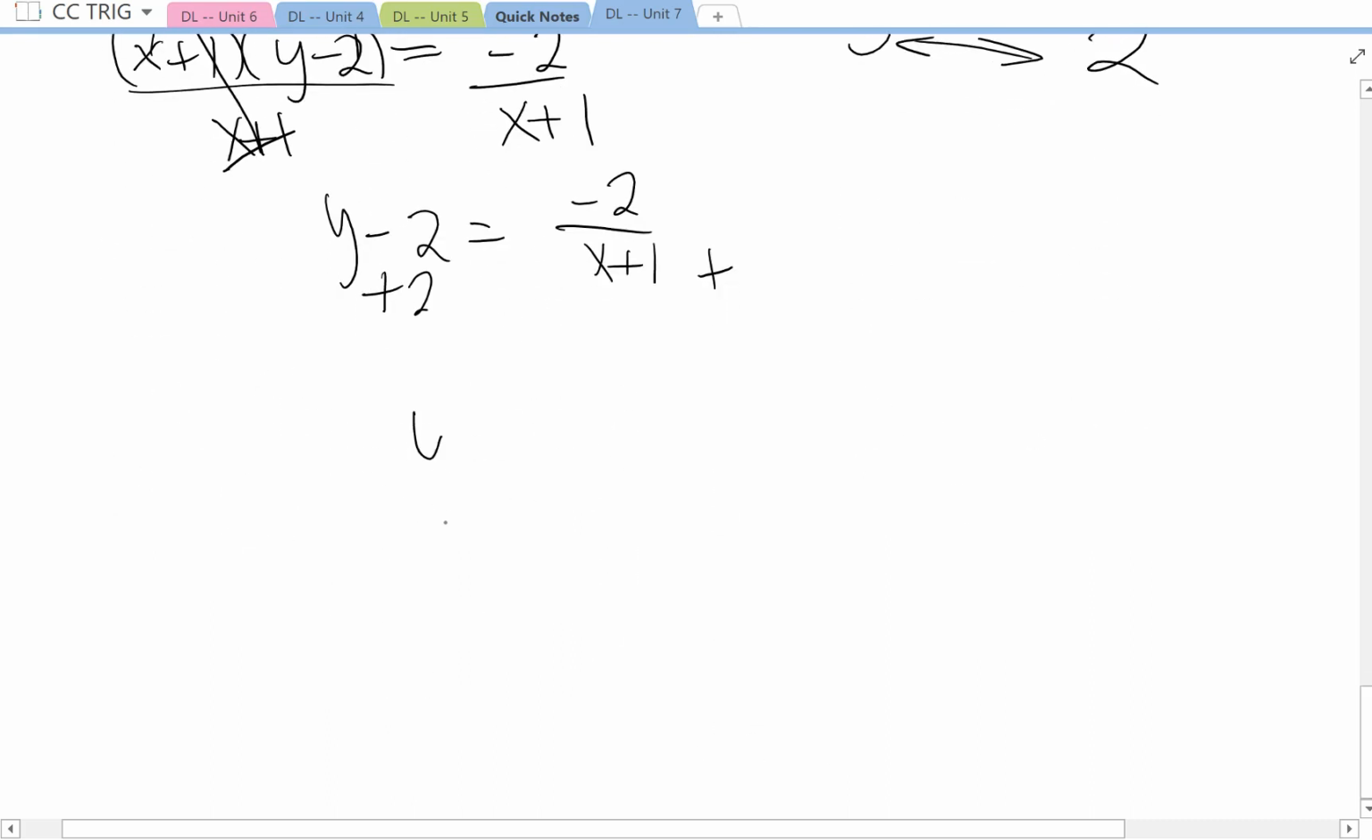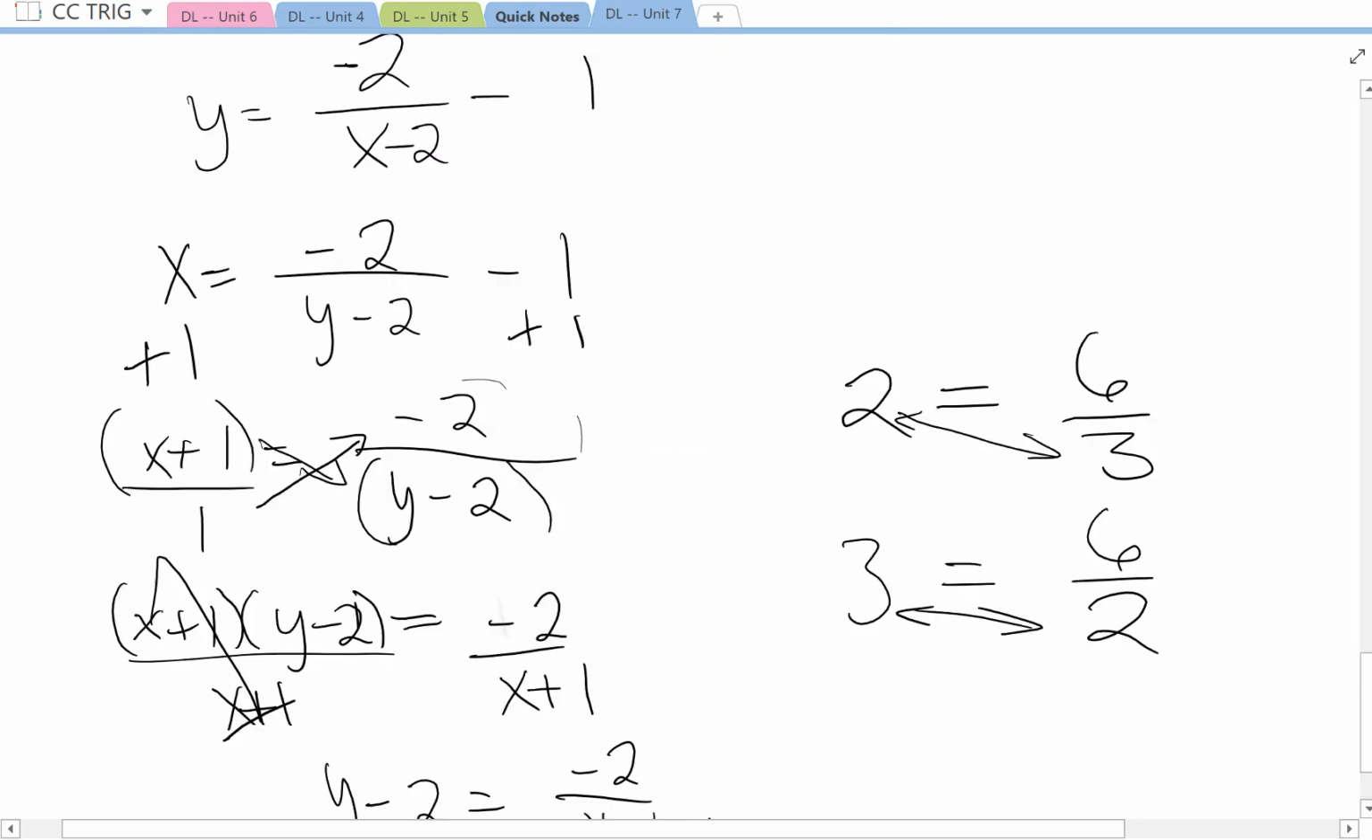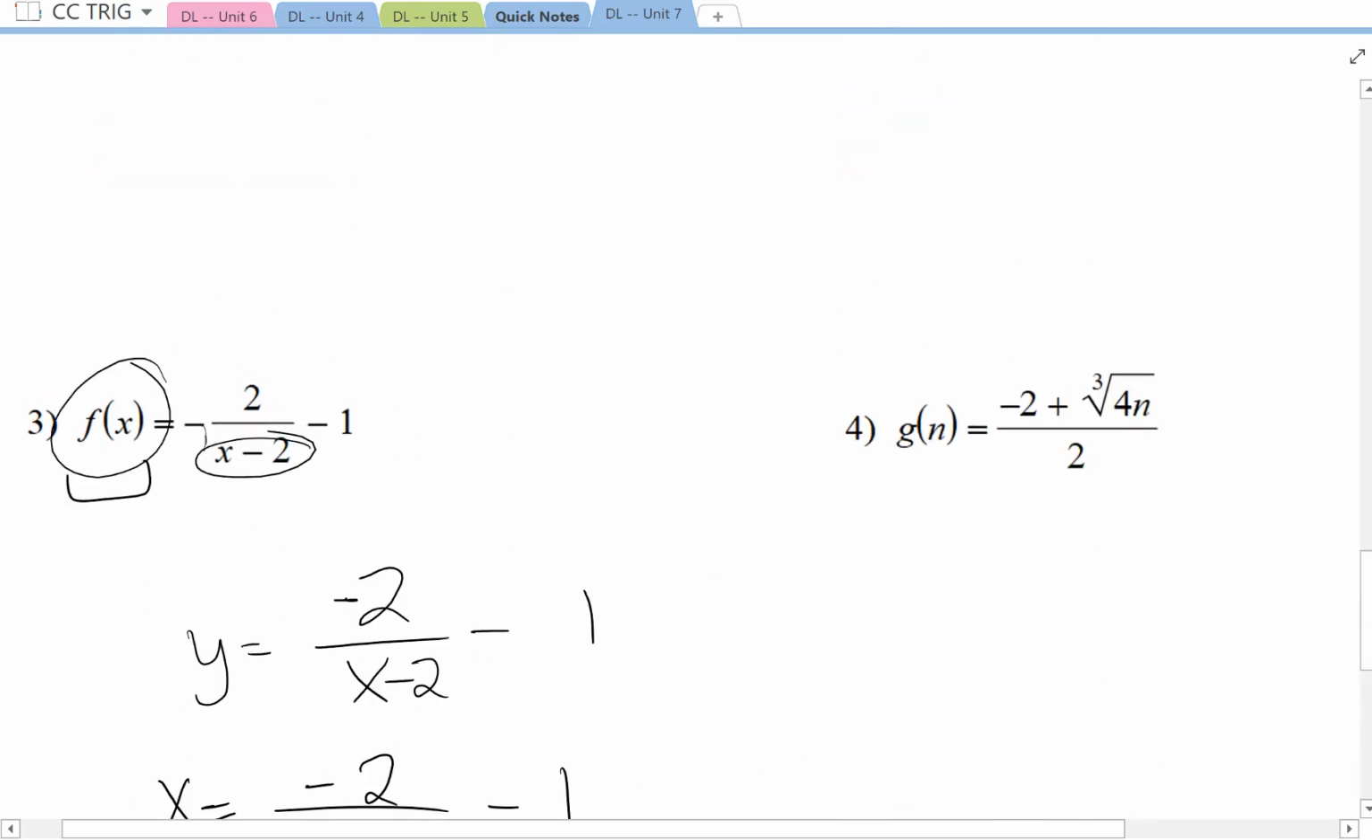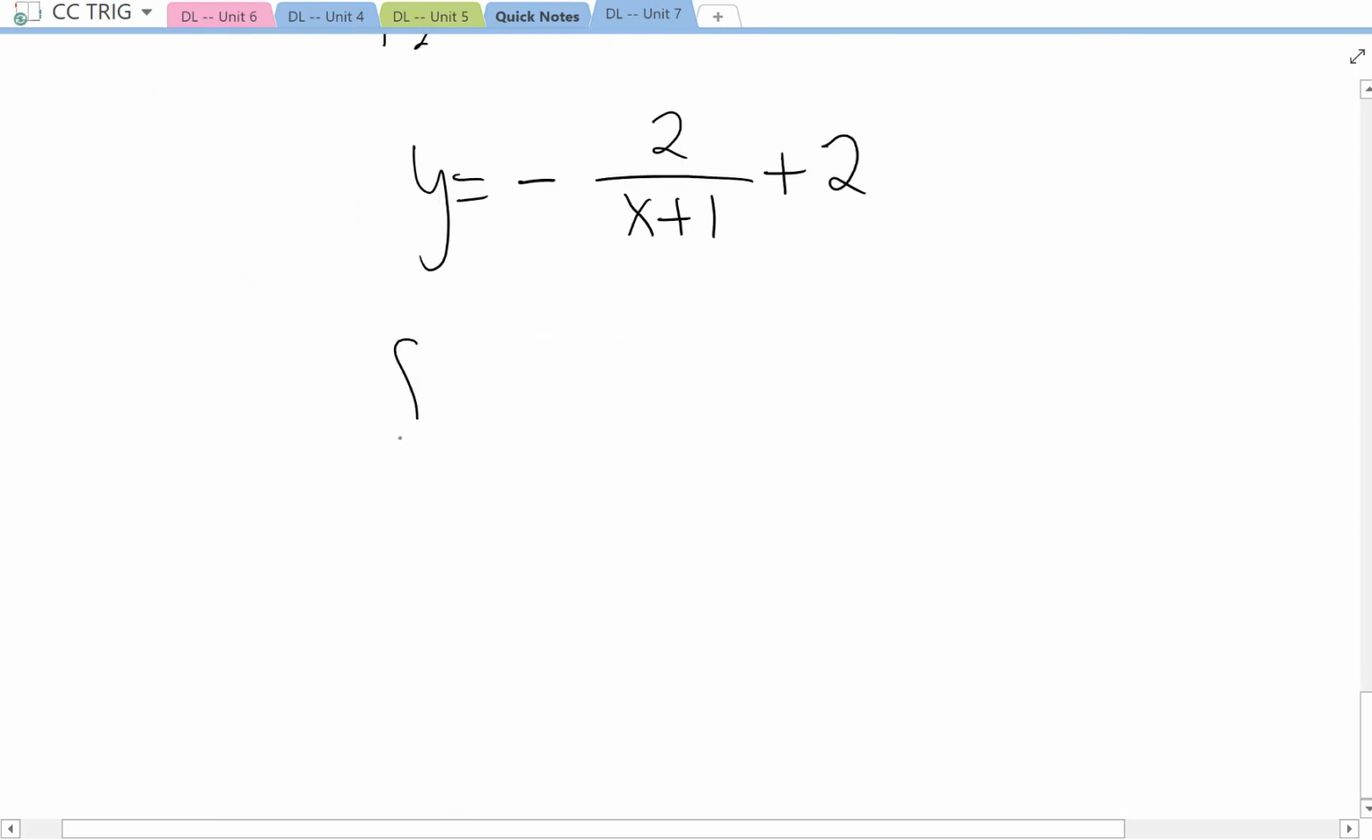And you end up with y equals negative the fraction 2 over x plus 1, plus 2. And this is the inverse of the f function we started with. So we'll put f inverse, the little negative 1 of x, is equal to negative 2 over x plus 1 plus 2.